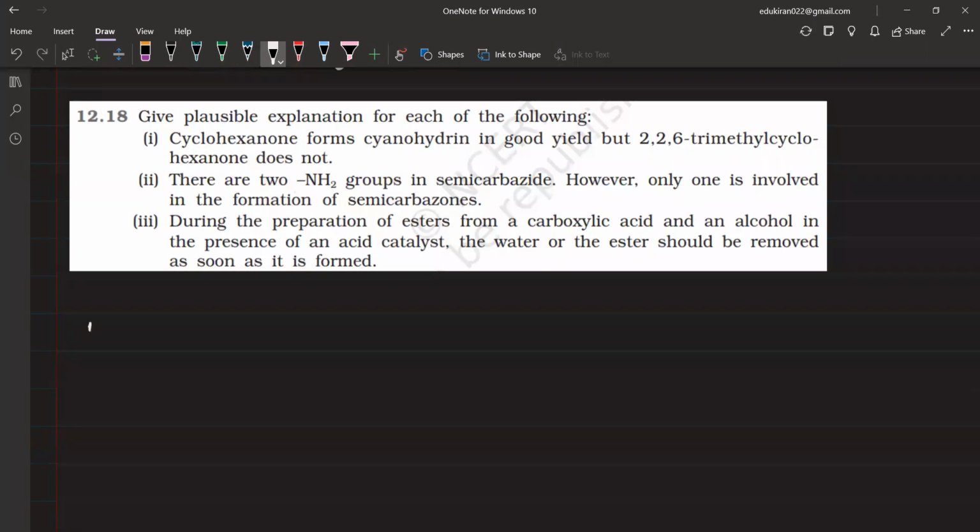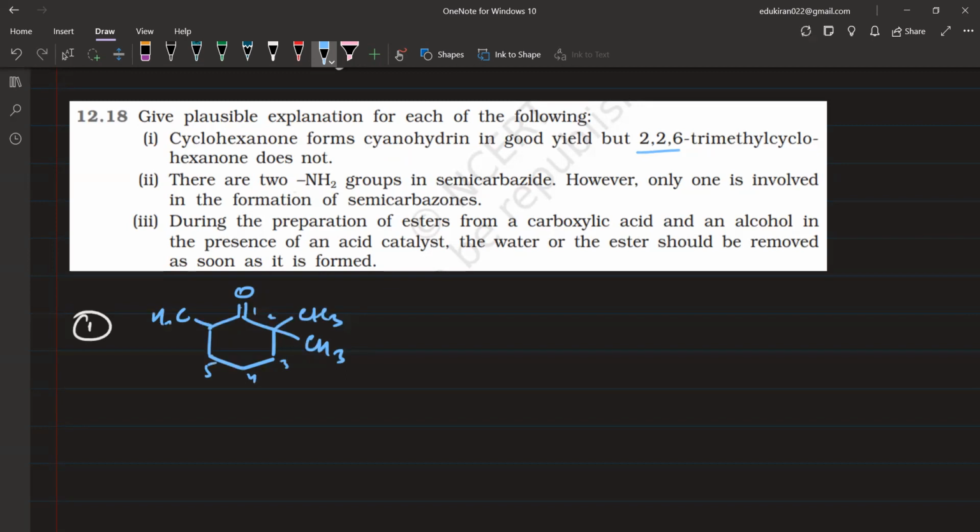See, for the first one, cyclohexanone forms cyanohydrin in good yield, but if you have 2,2,6-trimethylcyclohexanone, it does not. So what is 2,2,6-trimethylcyclohexanone? You have cyclohexanone like this, with a double bond O. The second carbon has CH3, and the 6th carbon atom has CH3. As you can see, there is a lot of steric hindrance on this carbonyl carbon. The alpha position has 3 methyl groups, and that is why there is steric hindrance.